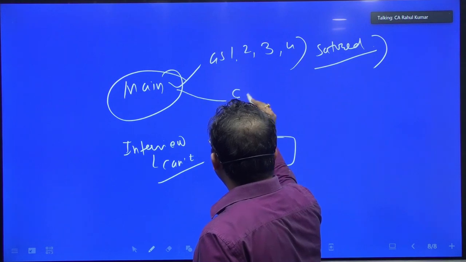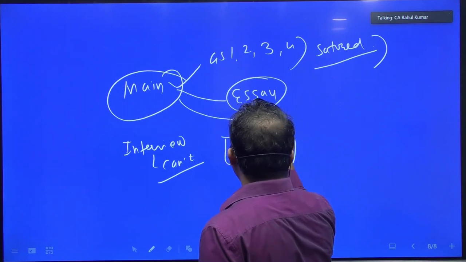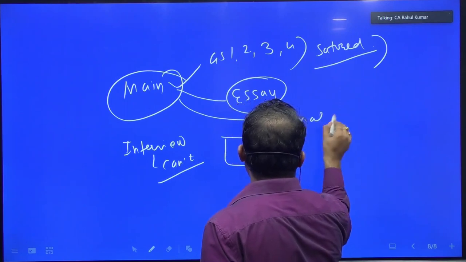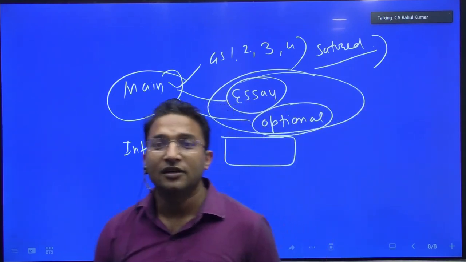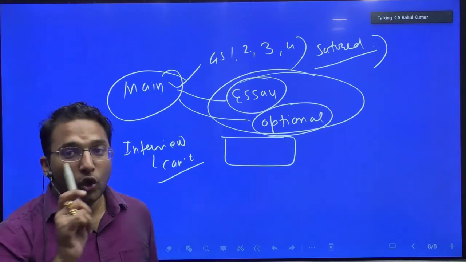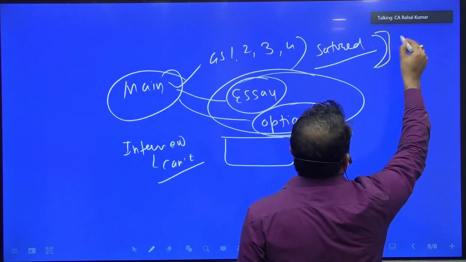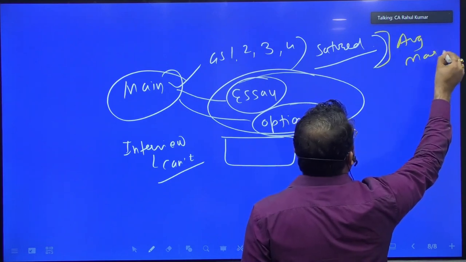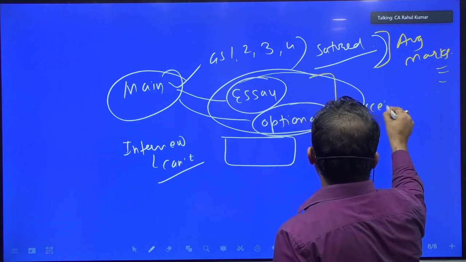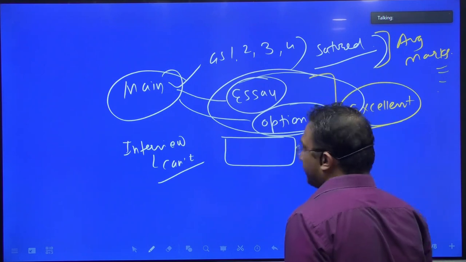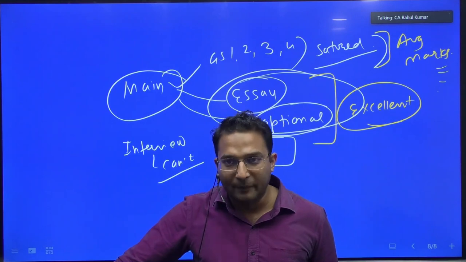Yes, there is the essay paper, which has the scope of a high input-output ratio, and your optional, which has the scope of a high input-output ratio. So in essay and optional, you should focus more than the other papers. In other papers, your target should be to get at least some minimum average marks. And in essay and optional, get excellent marks. Are you getting this? This is something you should know if you want to clear the mains examination.